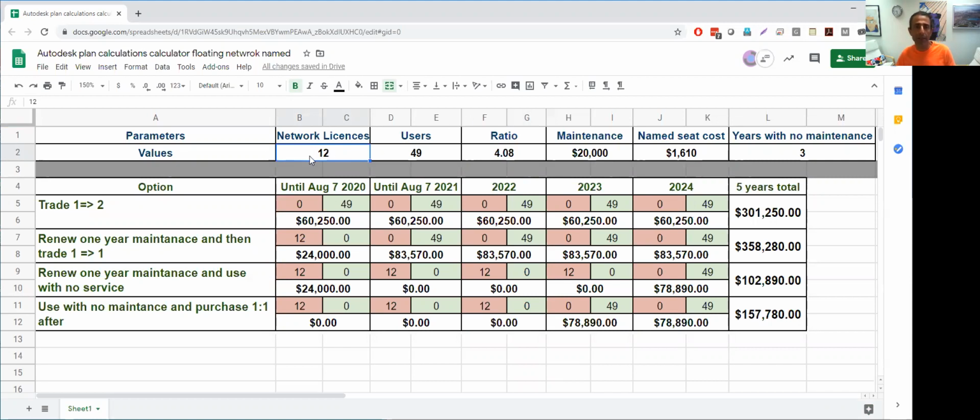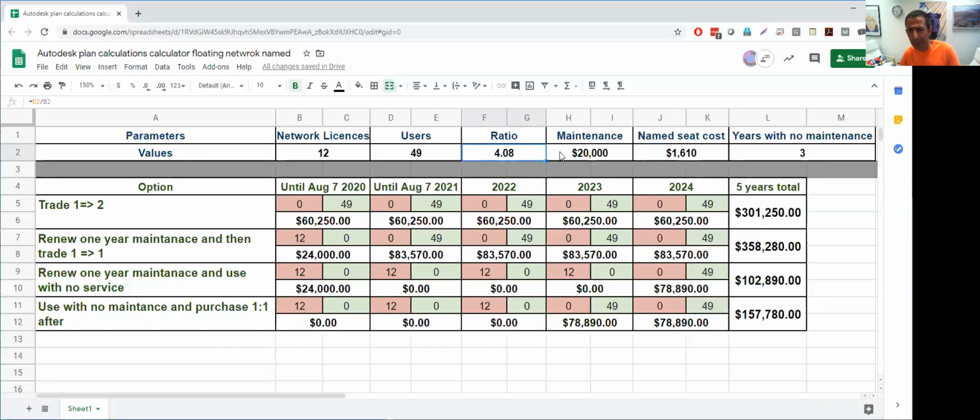The number of network licenses, and it's a real customer case, so everything is real here. So 12 network licenses, 49 users, and I must say that these are users that used the software within the month more than 1 hour, so not a minute or two. We don't calculate that. So 49 real users. The ratio between users and network licenses is 4. So 4 users are sharing actually the same license.